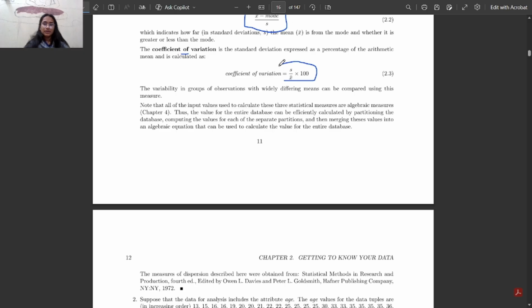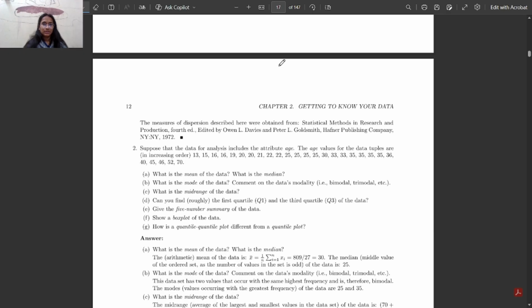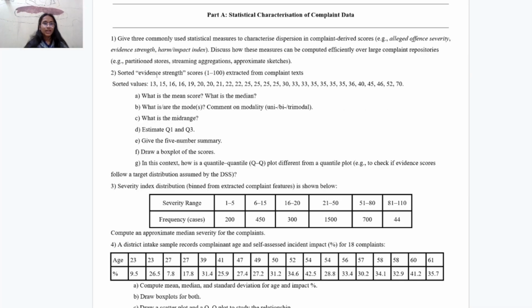We can compute them quickly by partitioning a large dataset and merging partial results. This makes it fast for databases and big data systems. So here question number 1 is completed. Moving ahead with the next question.